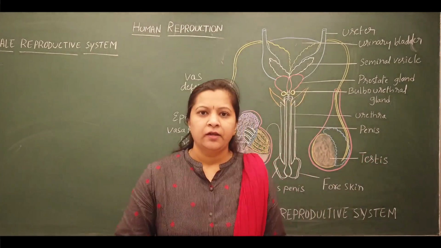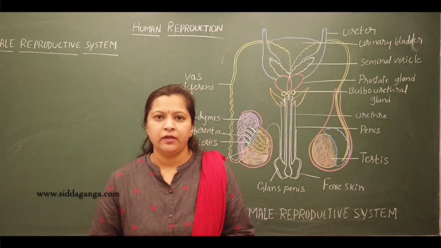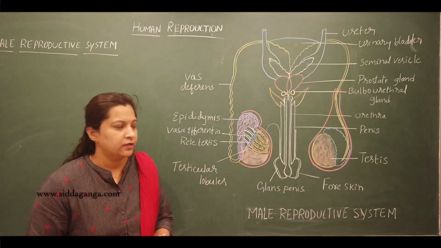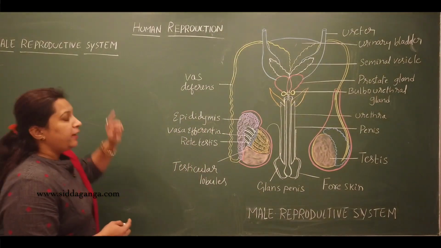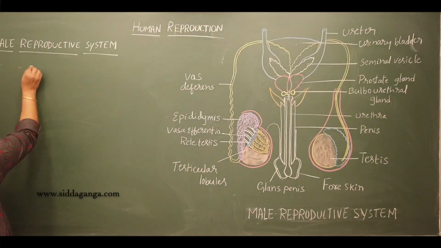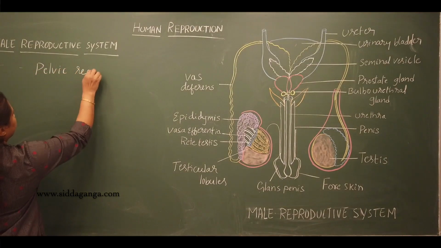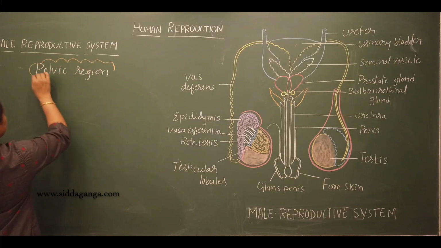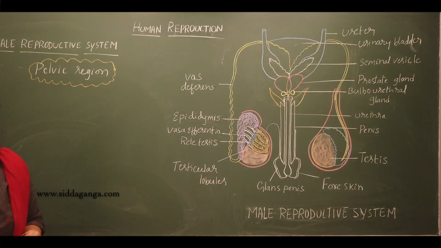Hi everyone. In the last video we discussed the reproductive events that occur during sexual reproduction in human beings. So today I am going to discuss the male reproductive system. The male reproductive system is present in the pelvic region. It is located in the pelvic region, the region between the abdomen and the legs.